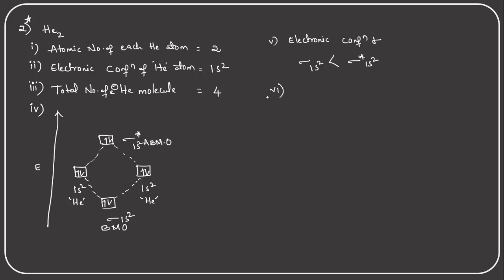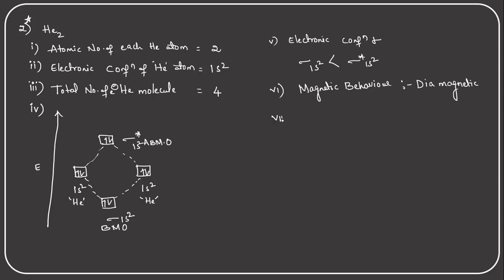The next point is the magnetic behavior. What is the magnetic behavior of the helium molecule? It is diamagnetic. Why is it diamagnetic? Because both the bonding molecular orbital and anti-bonding molecular orbital have the same number of electrons, meaning both have paired electrons. Since there are no unpaired electrons, it will have a diamagnetic property.